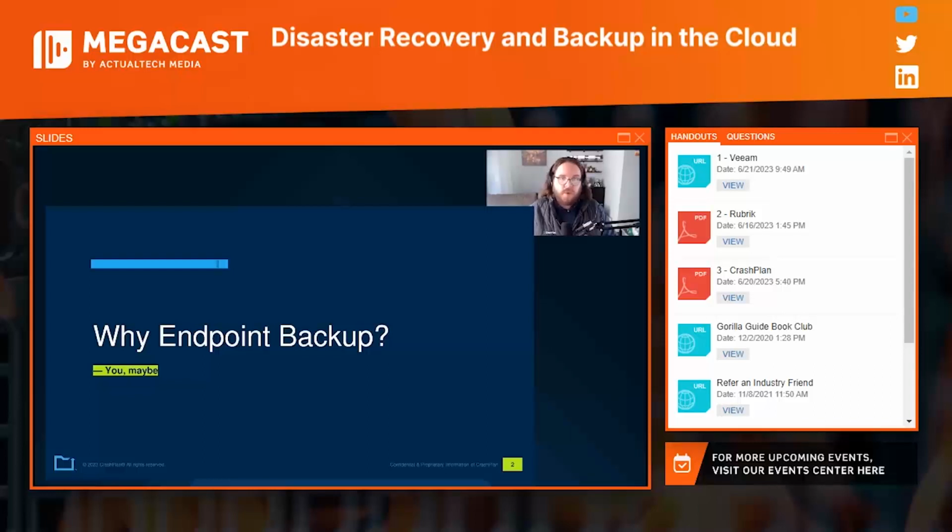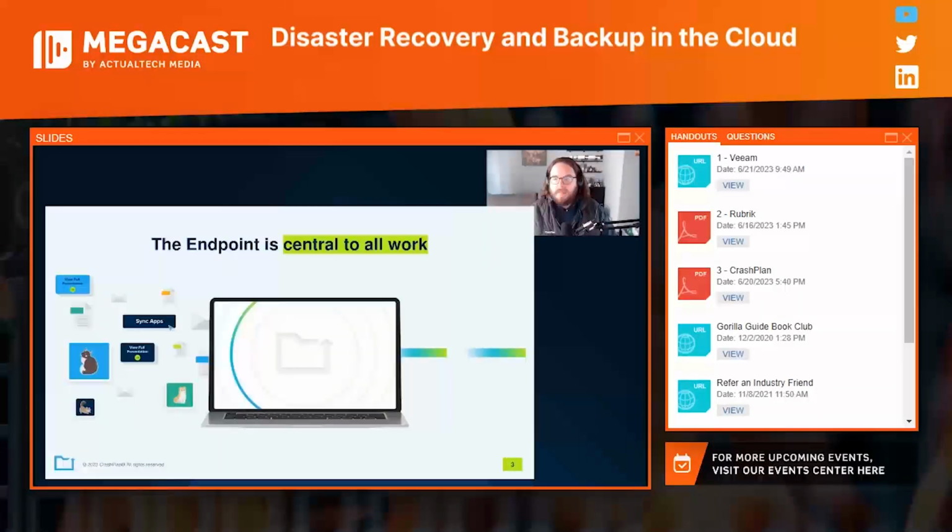And the answer, quite simply, is it's in the middle of everything. Your endpoint is the place where you are editing your data. It's the place where you download and interact with your data. It's the place where this presentation that you're looking at right now was created and then uploaded into this system, right?